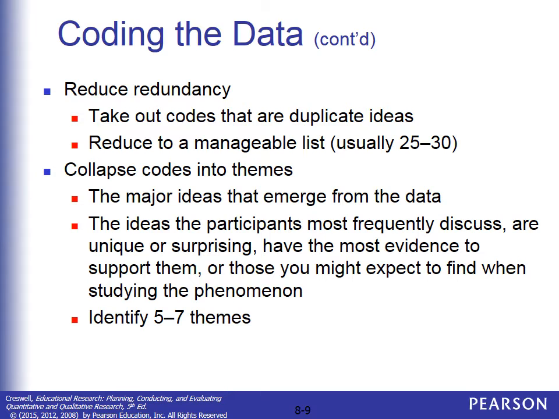And ultimately what you're going to do is reduce the list of codes to get perhaps 5 or 7 themes or descriptions of the setting or the participants. Themes, also known as categories, are similar codes that come together to form a major idea in the data. You can identify the 5 to 7 themes by examining codes that the participants discuss most frequently. The other themes that may arise are ones that the data shows are unique or surprising, or the ones that have the most evidence to support them.